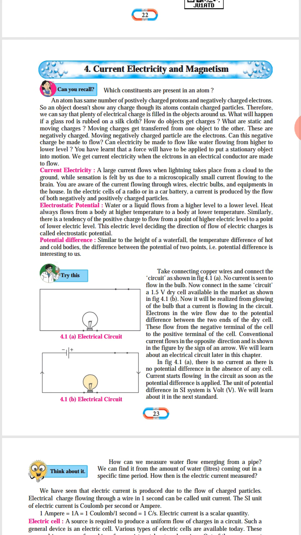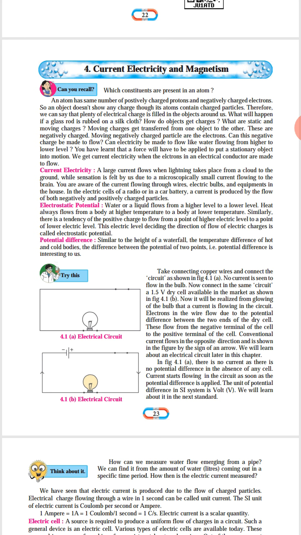Let us see and discuss the figures which are given in the chapter. Let us discuss figure 4.1. Take connecting copper wires and connect the circuit as shown in figure 4.1. No current is seen to flow in the bulb. Now connect in the same circuit a 1.5 volt dry cell available in the market. Now it will be realized from the glowing of the bulb that current is flowing in the circuit.